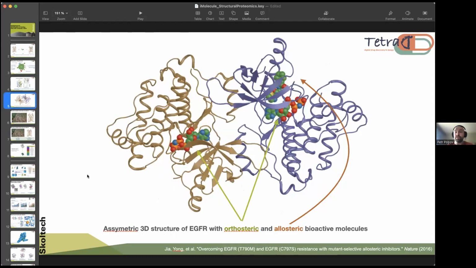Another interesting example is EGFR, the kinase domain of this protein. We know that it works as an asymmetric dimer. Recently, work was published in Nature where mutant-selective allosteric binding sites were discovered for this protein. Here in green arrows, you may see the orthosteric ligand bound to the orthosteric binding site, and with the orange arrow, you see the allosteric ligand bound here. EGFR is also a well-known pharmacological target, but only recently was this type of allosteric modulator discovered.